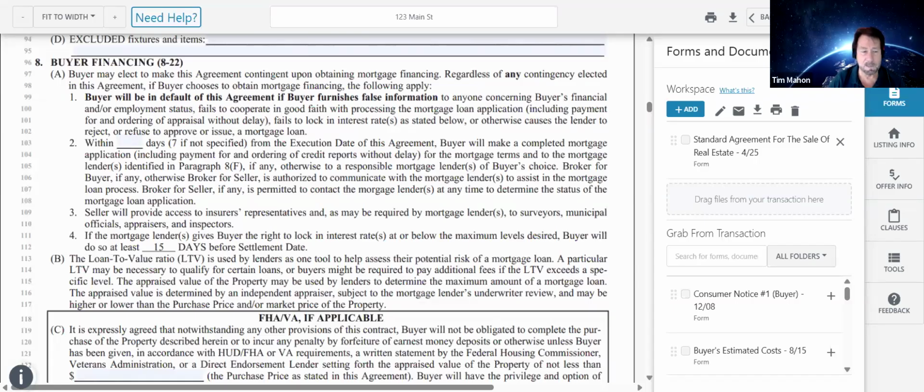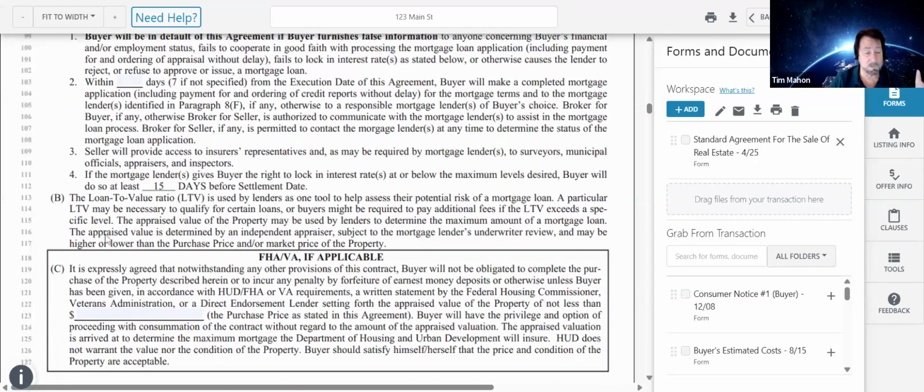So this is where, when you're on the seller side, you get permission to talk to the lender involved. And the lenders know all this. This is standard stuff in our agreement. I just want you to understand. Seller will provide access to insurers, representatives, and, as may be required by the lender, surveyors, municipal officials, appraisers, and inspectors. And if the mortgage lender gives buyer the right to lock in the interest rate at or below the maximum level desired, buyer will do so at least 15 days before settlement. That's all handled by the lender. So this is not actually a time is of the essence clause. It's automatic. And then paragraph B just explains what loan to value is.